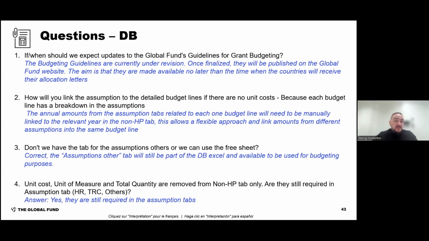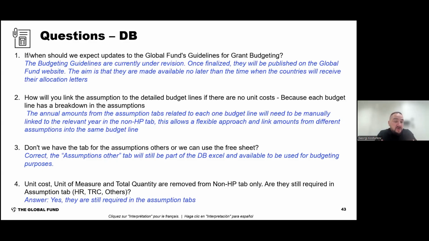Third question is, don't we have the tab for the assumptions others, or we can use the free sheet? Thank you for this question. The assumptions other tab in the detailed budget will still be part of the detailed budget Excel and will be available to be used for budgeting purposes.